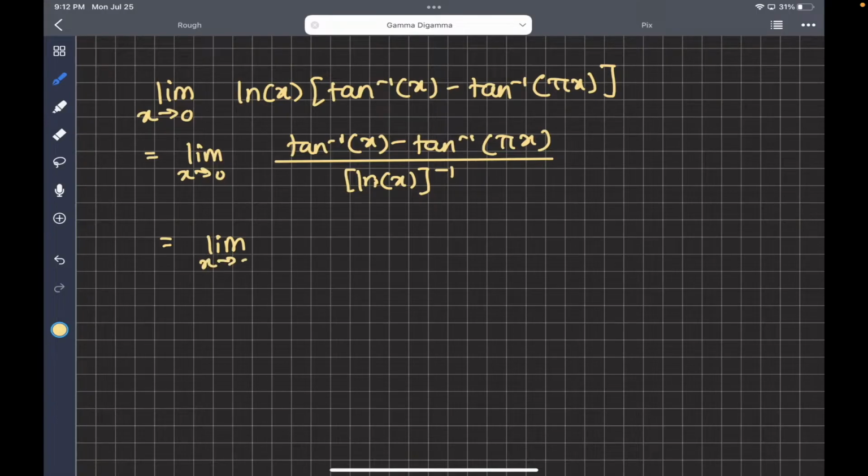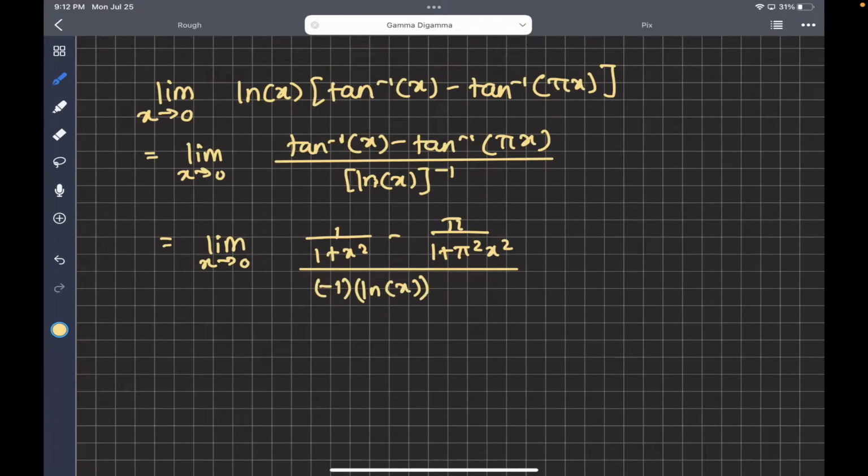So I'm differentiating the numerator and the denominator to obtain 1 over 1 plus x squared minus pi over 1 plus pi squared x squared, divided by negative 1 times natural log of x to the minus 2 power along with the 1 over x. This is the chain rule in the denominator.